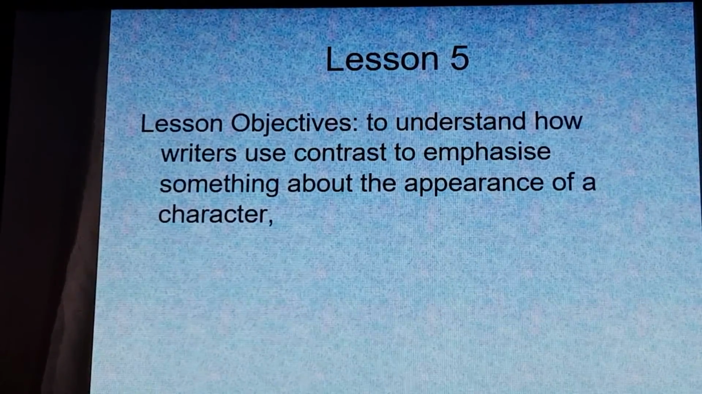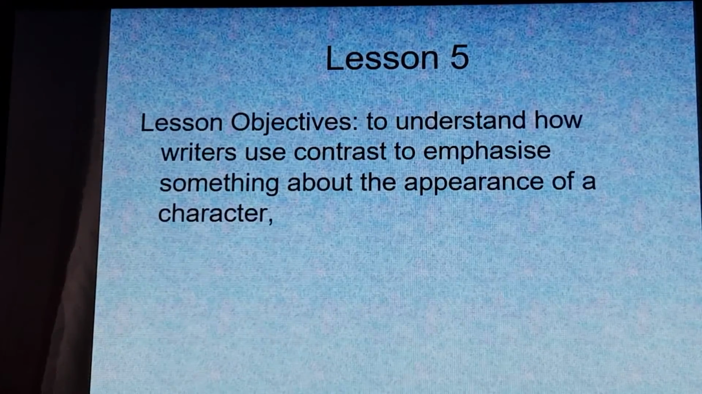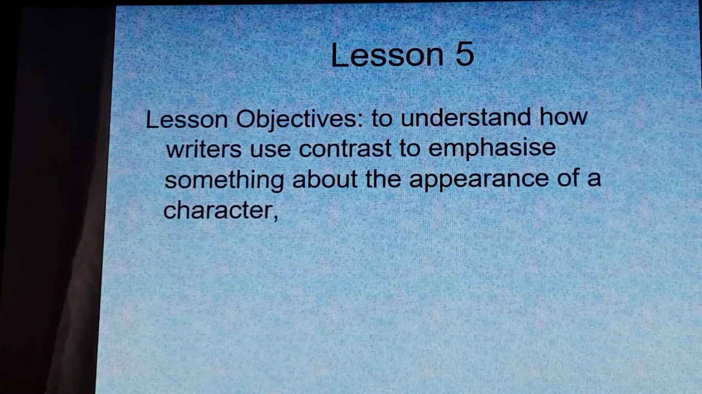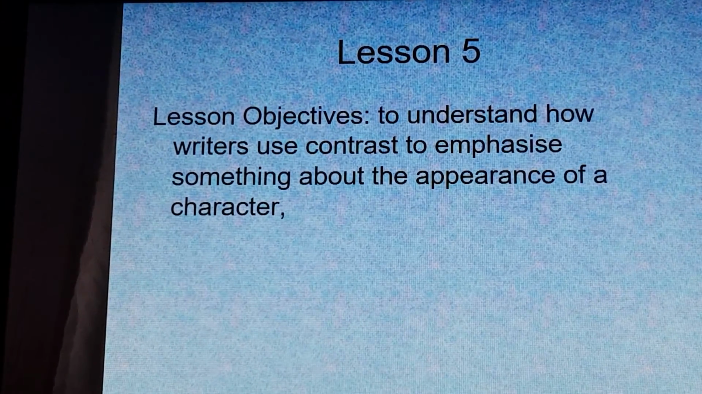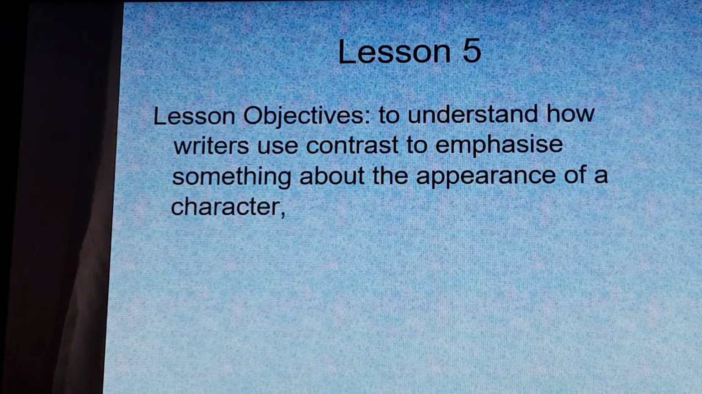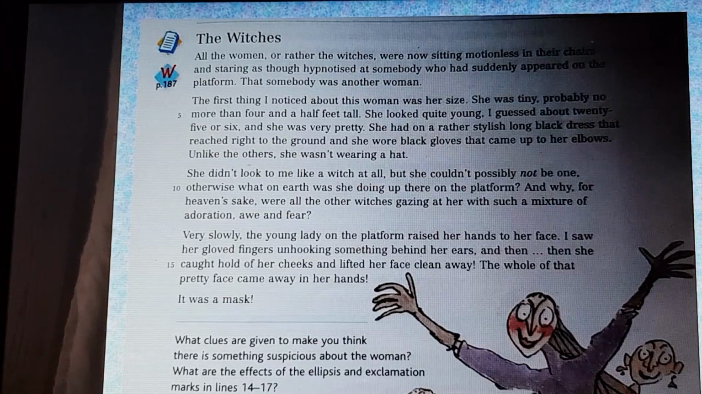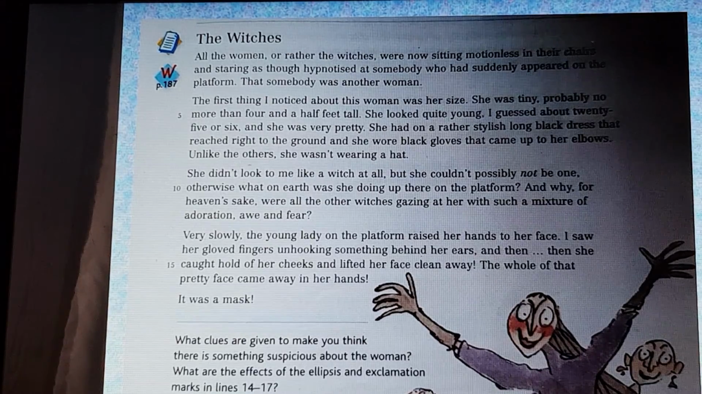So year sevens, we're going to carry on looking at understanding the writer's craft, and today we're looking at understanding how a writer can use contrast to emphasise something about the appearance of a character. So we're going to look at an extract from The Witches. Apologies that it's slightly dark on the screen, but I'll read that to you. I think you should be able to see it well enough to be able to read it.